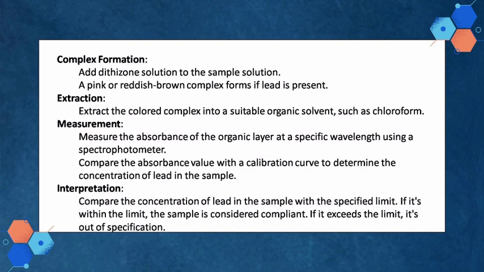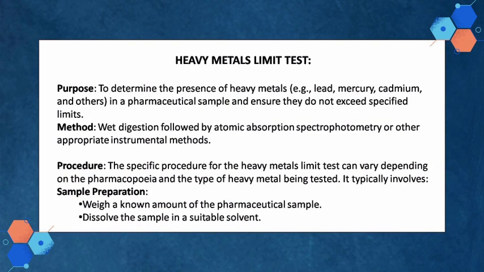Then next is interpretation. Compare the concentration of lead in the sample with the specified limit. If it's within the limit, the sample is considered compliant. If it exceeds the limit, it's out of specification. Fifth is the heavy metals limit test.